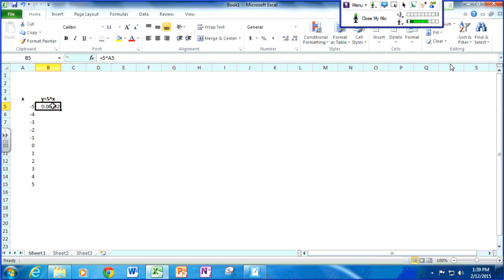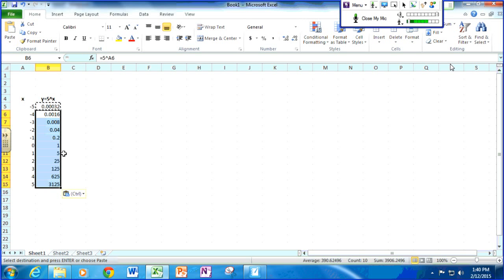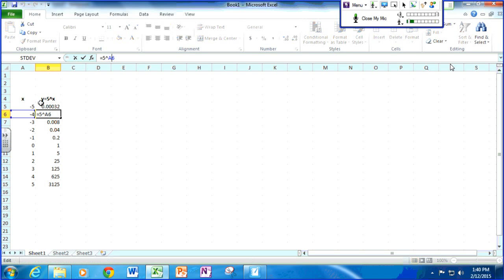I'm just going to copy this. So I'm going to go here, I'm going to do copy, and I'm going to select all these cells and do paste. And now what it's done is it's put all that data in. It's copied that formula, but it's changed the x value to be the one right beside it for each one. You see, it knows that we want to use a different x value for each row of the table.